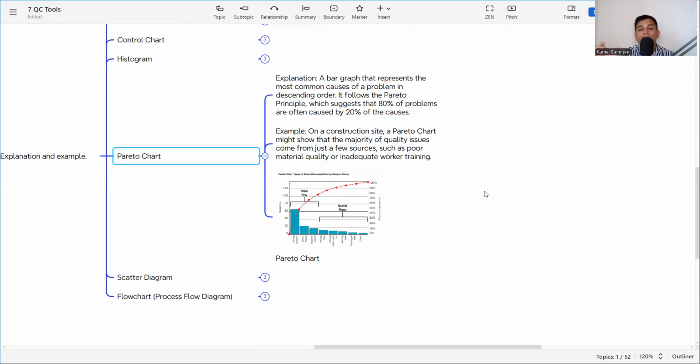We'll find out maybe the workers are incompetent and they are not trained. So 80% of the problem is coming from the people who are working on that project, who are not competent enough to do the concrete. That is why you need to find out that the training frequency has to increase.